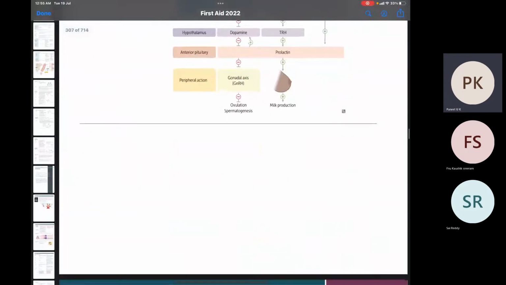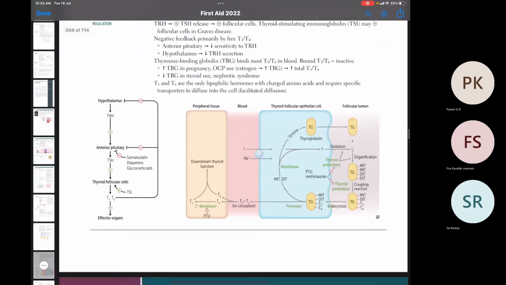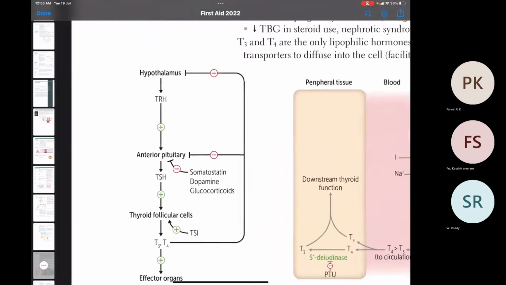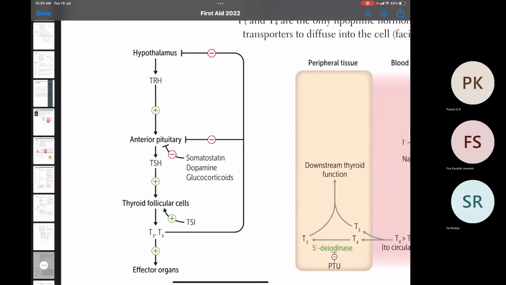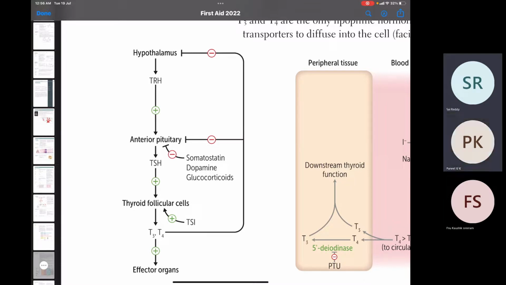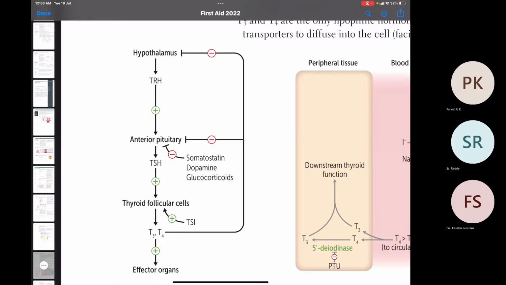Sai, you tell the regulation of thyroid hormone synthesis. So there's the hypothalamus, the anterior pituitary, and the follicular cells. The hypothalamus releases a hormone called TRH, that's thyroid releasing hormone. The thyroid releasing hormone stimulates the anterior pituitary, from where the thyroid stimulating hormone is secreted, and that stimulates thyroid follicular cells to release the thyroid hormone. That's all.